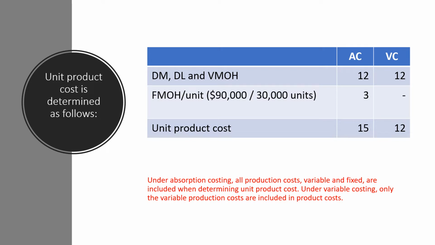Now, how do we compute under variable costing? Under variable costing, we only consider your variable product cost, the DM, DL, and variable manufacturing overhead. What did we exclude? We did not include your fixed manufacturing overhead per unit. What is the reason behind it? It's simply because, if you can still remember from our earlier discussion, how do we treat fixed manufacturing overhead under variable costing? We treat that automatically as a period cost. Now, we have red notes here at the bottom to emphasize this, so we will not forget.